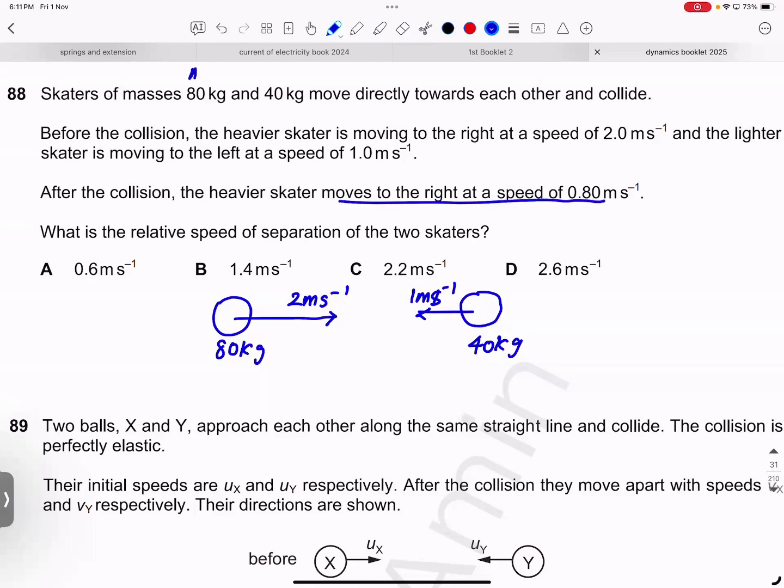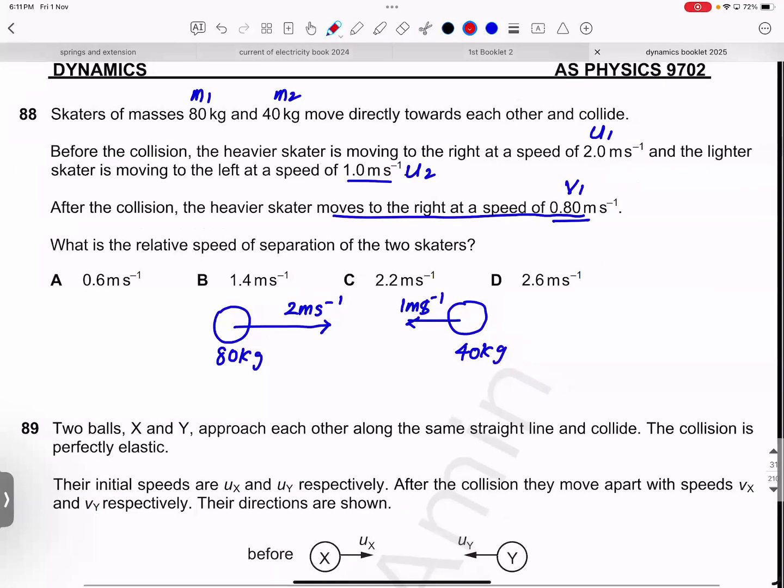you can say M1, M2, U1, U2, heavier, V1. So you want the relative speed of separation. First of all, you need to find the final speed of the lighter skater. So the principle of conservation of momentum we will apply here, my dear students. How do we apply? We say M1 U1 plus M2 U2 is M1 V1 plus M2 V2.